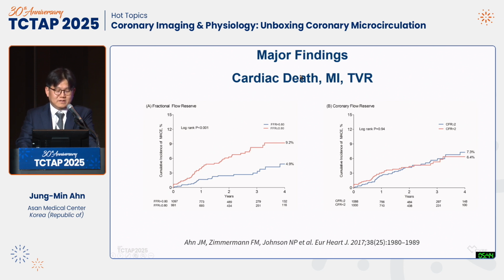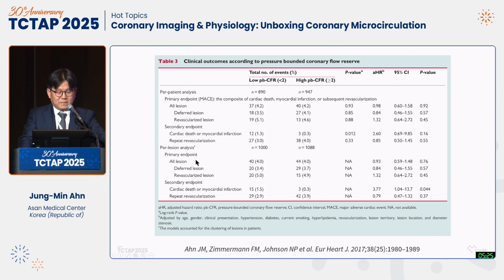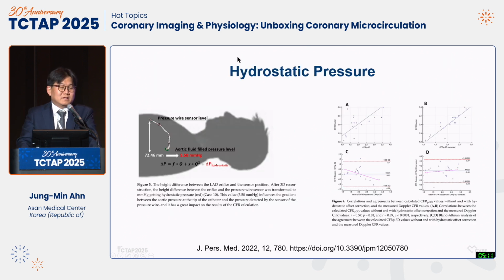The primary endpoint is cardiac death or MI or target vessel revascularization. FFR can show the different prognosis regarding cardiac death, MI, or TVR, but pressure-bounded CFR cannot differentiate the risk. But in the per-region analysis, there is some hint that cardiac death or MI is higher in the low pressure-bounded CFR population. But this idea was wrong because we didn't consider the hydrostatic pressure.